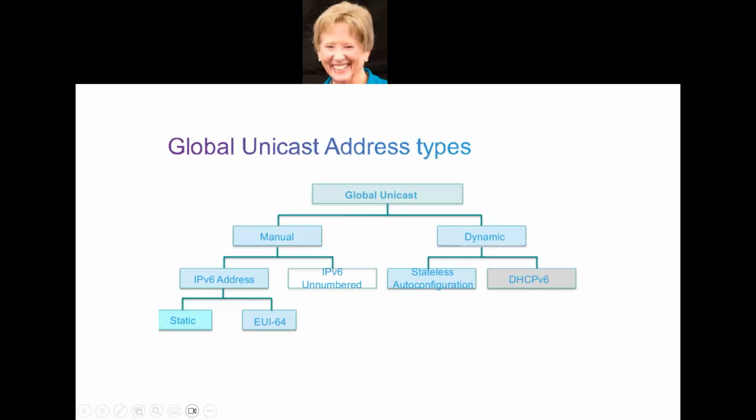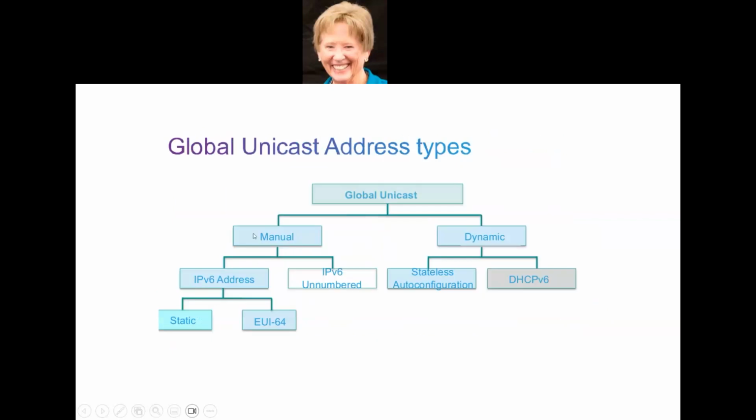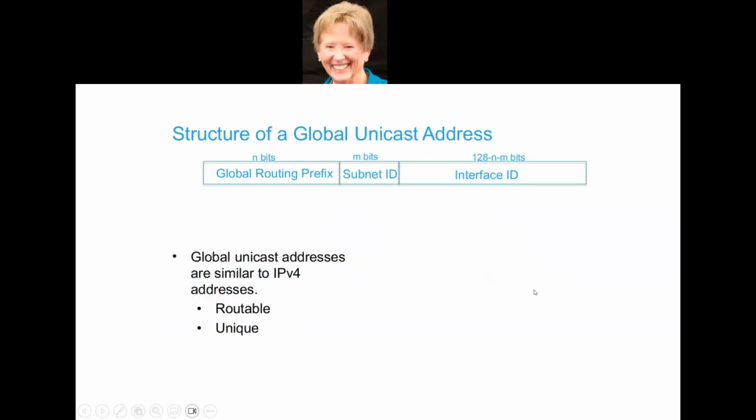So now, we've talked about global unicast. We're over here on the unicast side. And now we're down to global unicast, and we're going to subdivide it. There is a manual unicast, or a manual IPv6 assignment, we might say, that's static. And then we'll talk about EUI 64 in a moment. And then there's also dynamic, which is done stateless. We'll do an example of that. DHCPv6, we'll just refer to that briefly because that's really in the next course.